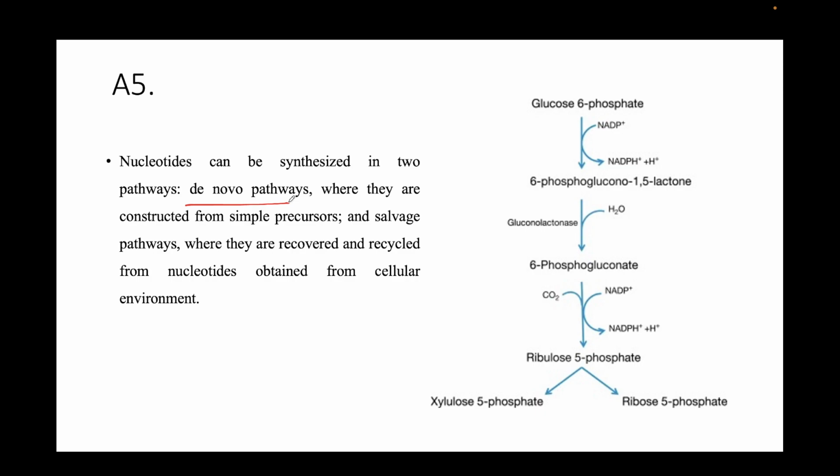But in case of the Salvage pathway, nucleotides are recovered and recycled from nucleotides obtained from the cellular environment. If there is a damaged nucleotide, or any nucleotide which has been deaminated, or which has been removed in a waste process, then it is recovered and recycled through the Salvage pathway, while the de novo pathway starts the production of nucleotides from scratch, from simple molecules like carbon dioxide, water, and all.